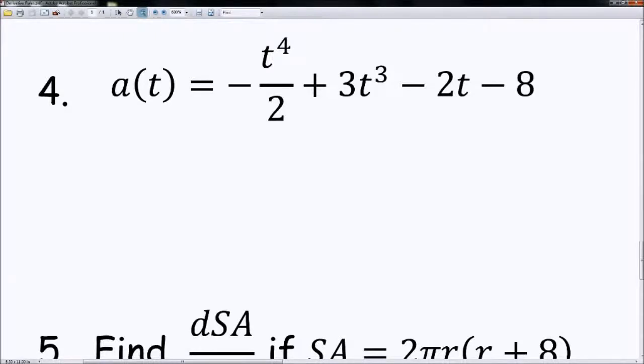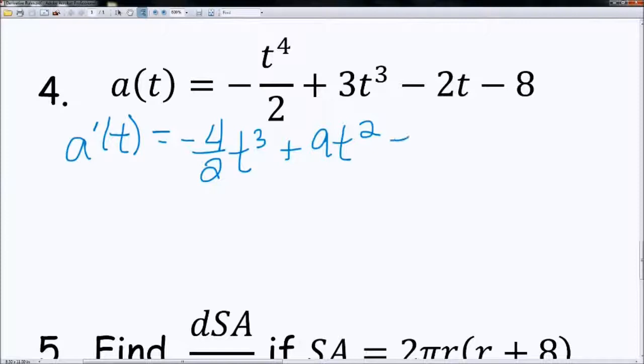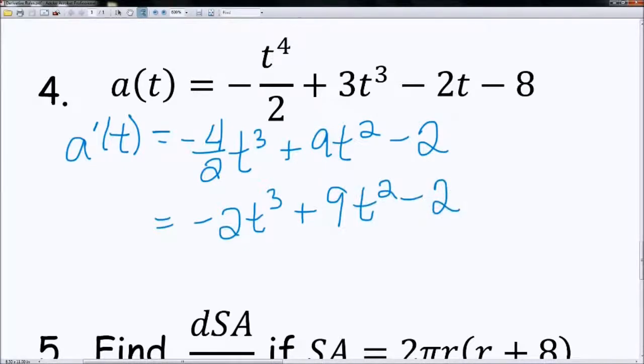Alright, number 4, I'm going to find a prime of t, so a prime of t is equal to, and notice everything is nicely in power form, and so I'm going to do negative 4 over 2 t to the 3rd, plus 3 times 3 is 9 t squared, minus 2, which is equal to negative 2 t to the 3rd plus 9 t squared minus 2.